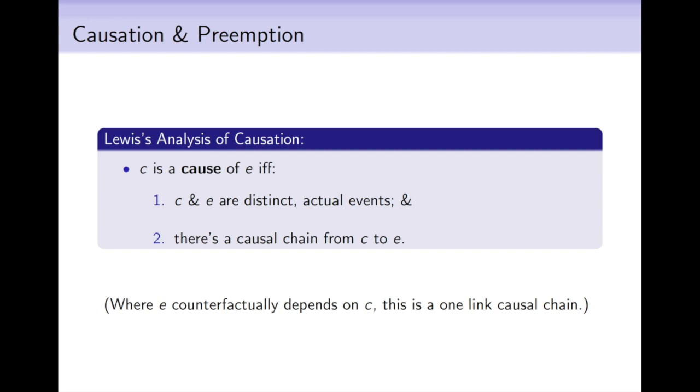Okay, so C is a cause of E if C and E are distinct actual events, and there's a causal chain from C to E. A chain, in other words, of counterfactual dependence from C to E. Now, in some cases you do have just straightforward counterfactual dependence of E on C, so maybe the fire just straightforwardly counterfactually depends upon the short circuit. That's okay, according to Lewis, because where E just straightforwardly counterfactually depends upon C, this can still be considered a causal chain, but it's just a causal chain that only has one link.